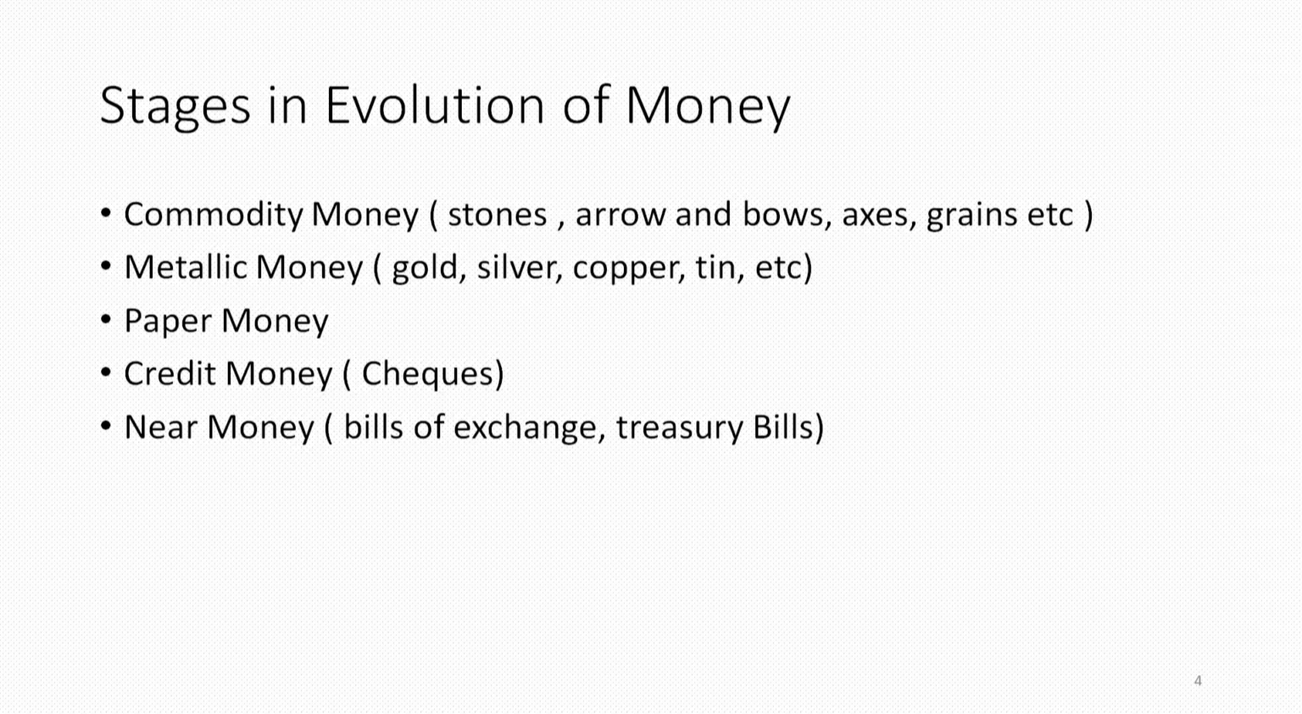Then came the money. When the evolution of money is discussed, money evolved in various steps. The first and foremost was commodity money. That means exchange of stones, arrows and bows for services and goods. In the agrarian economy, grains were also used as money for exchange of goods and services. Then came the metallic money, which included gold, silver, copper, tin, etc.